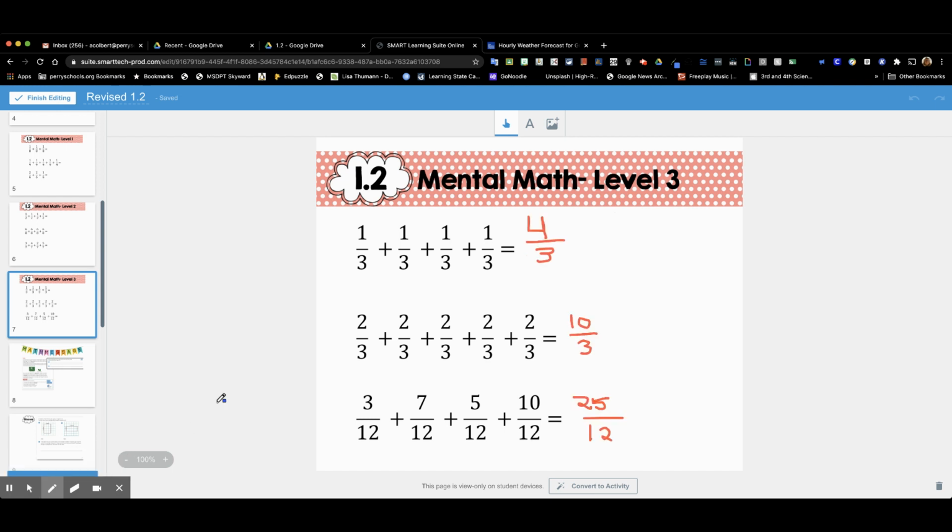Okay, so the top would be 4/3, the middle one would be 10/3, and the bottom would be 25/12. Bonus if you went ahead and made these into whole numbers with fractions, this would be 1 and 1/3. Now again, this is an extension. The red is what I was really looking for. Blue is bonus. 10/3 would be 3 and 1/3, and 25/12 would be 2 and 1/12. Again, only looking for the red, but if you got the blue, way to go.